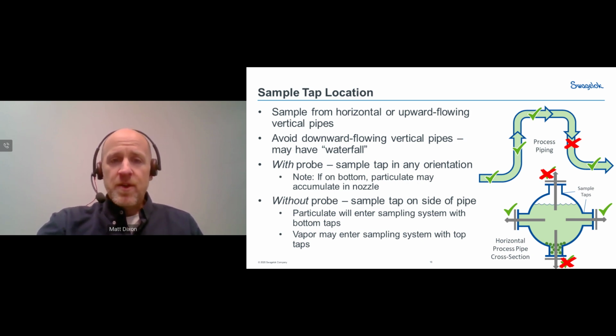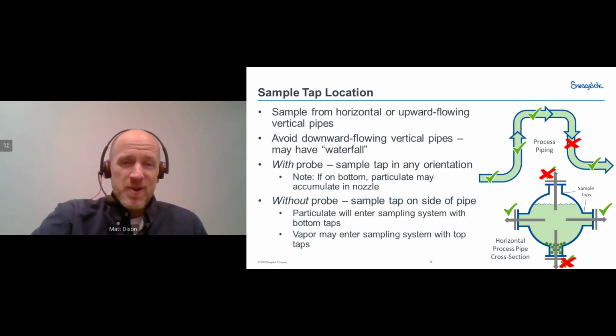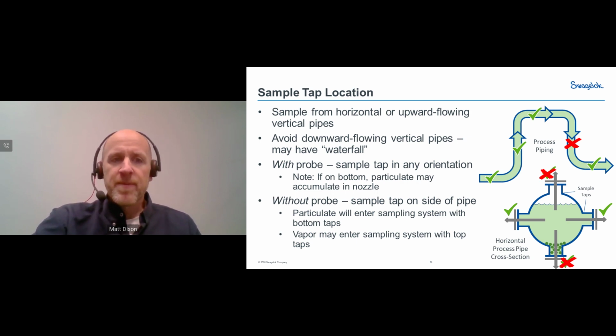Now, if we look at the cross section of a pipe, where do we want to take the sample from? We've got a number of different options, of course. We could put the sample taps at the top, the bottom, or the sides. What's going to be the best for us? Well, as you're looking at that cross-sectional view of the pipe, you can see that there could actually be some vapor at the top of the pipe. So we need to take that into consideration.